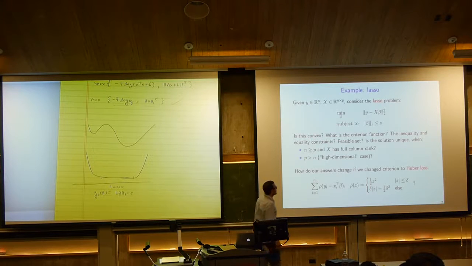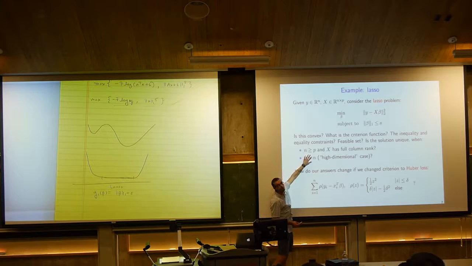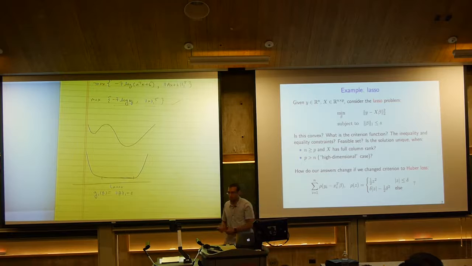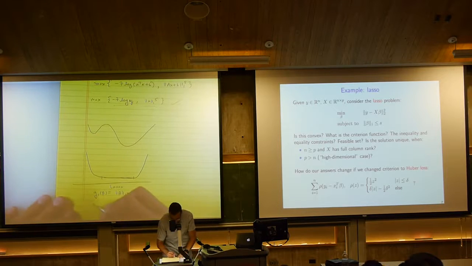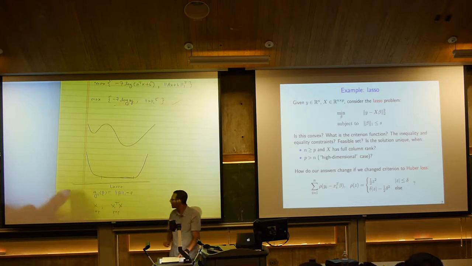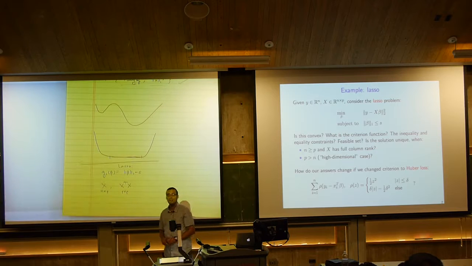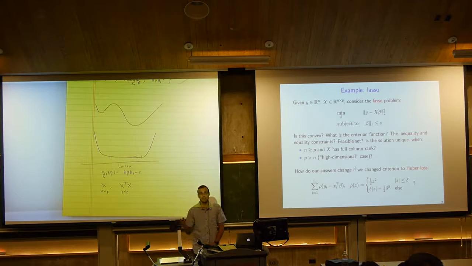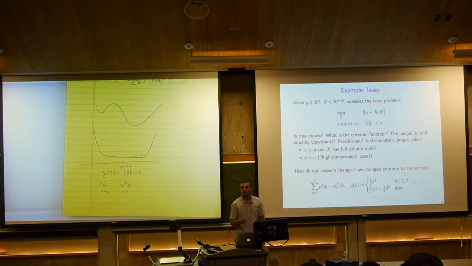Let's ask about uniqueness in two cases. In the first case, let's suppose that X is full column rank and n is bigger than or equal to p. Remember, X is an n by p matrix, so X transpose X is p by p. I'm telling you that X is full column rank, which means the columns of X are linearly independent. Is the solution unique in that case? Yes? Why is it unique?